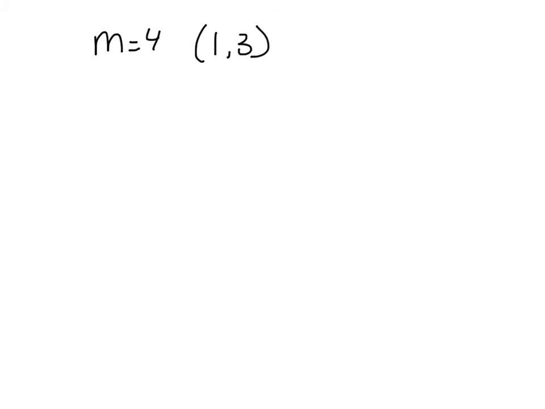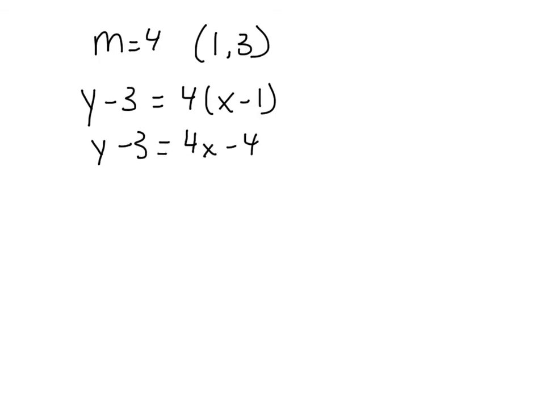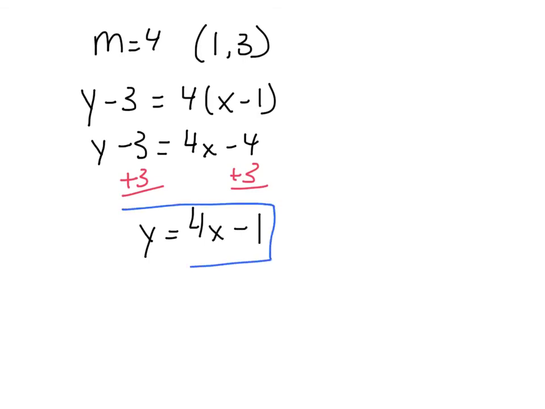We'll do the point-slope form. y minus 3 equals 4 times (x minus 1). I distribute the 4, and I get 4x minus 4. And I add 3 to both sides. And it looks like I'm going to get 4x minus 1. Good. That's consistent with what I'm supposed to get. So the equation of my tangent line is y equals 4x minus 1.